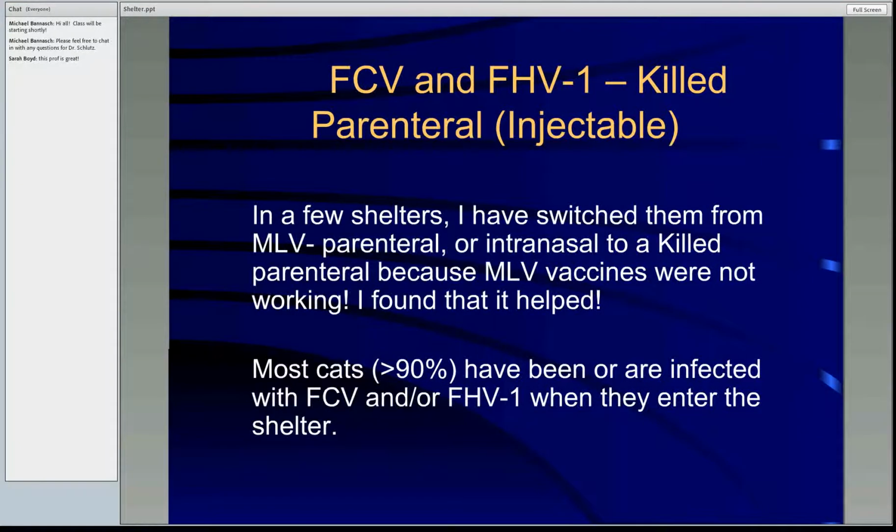As I mentioned, in some shelters that were having really severe FRDC, I actually switched them from a live vaccine to a killed vaccine. And in those cases, they sometimes improved or reduced the amount of infectious respiratory disease complex that we were seeing in the cats. I have an explanation for it, but I don't have time to give it to you. And I don't know if it's correct anyway, so I don't want to tell you something that's not correct. I still have to test it and make sure that is what's going on.